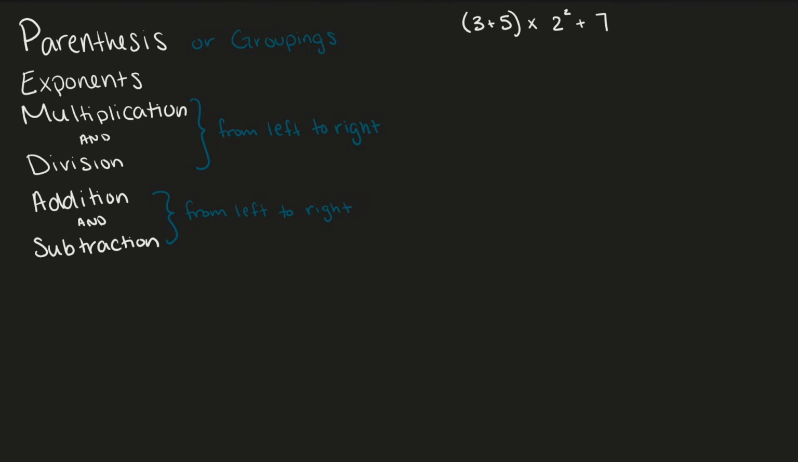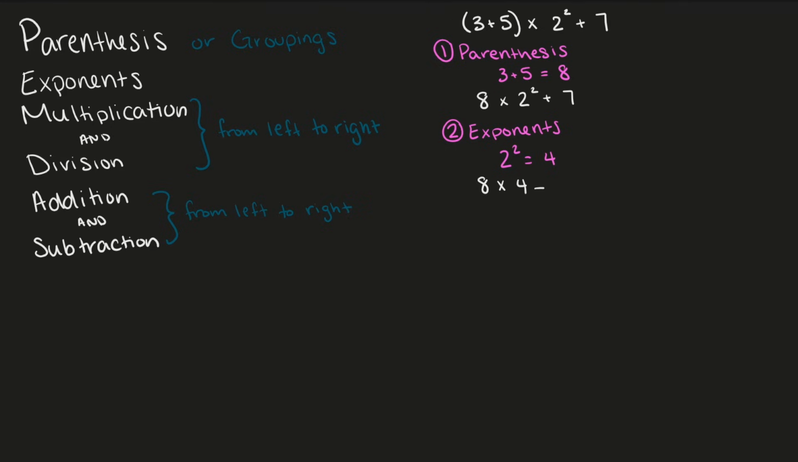So the first thing that we're going to do is look at our parentheses. Step 1 is parentheses. So we'll start with our 3 plus 5 and solve that to get rid of our parentheses. Now we have 8 times 2 squared plus 7. Next is our exponents. We have 2 squared, so we need to solve that before we can continue on. So now our expression is 8 times 4 plus 7.